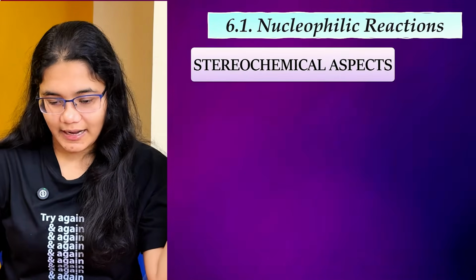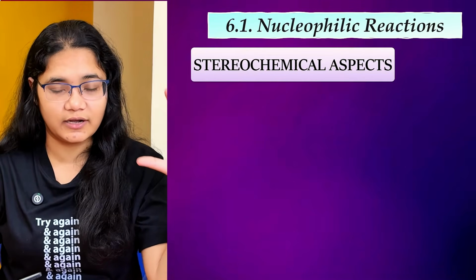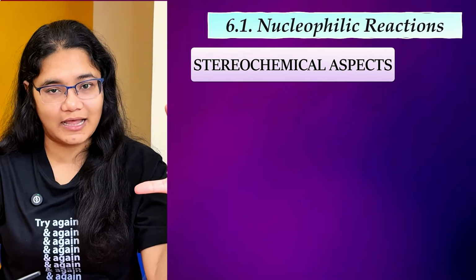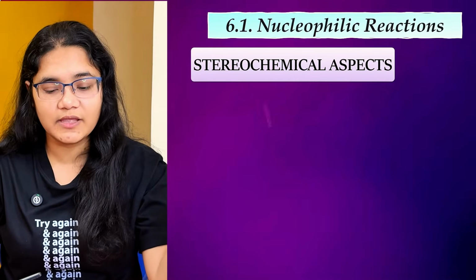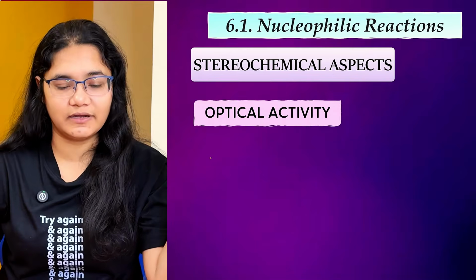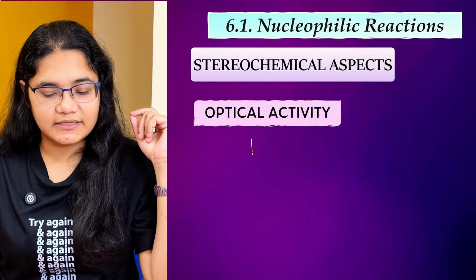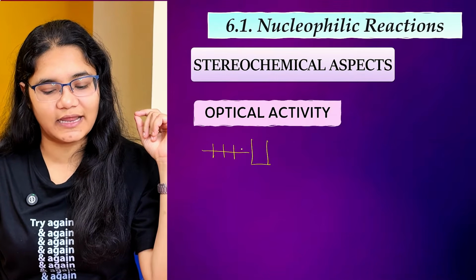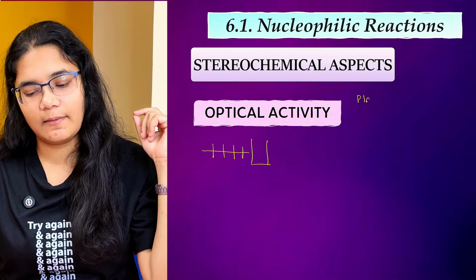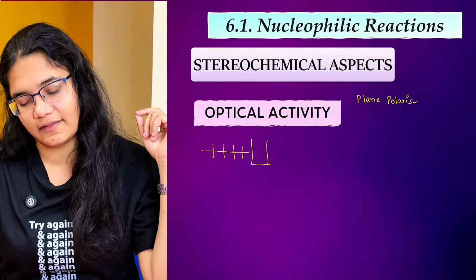Next, we'll talk about the stereochemical aspects. This is very, very important. Before understanding stereochemical aspects, we need to understand certain terms that are very relevant here. The first one is optical activity. What do you mean by optical activity? If any sample is there, and you are passing plane polarized light through it. Now ma'am, what is this plane polarized light? Let us understand that also.